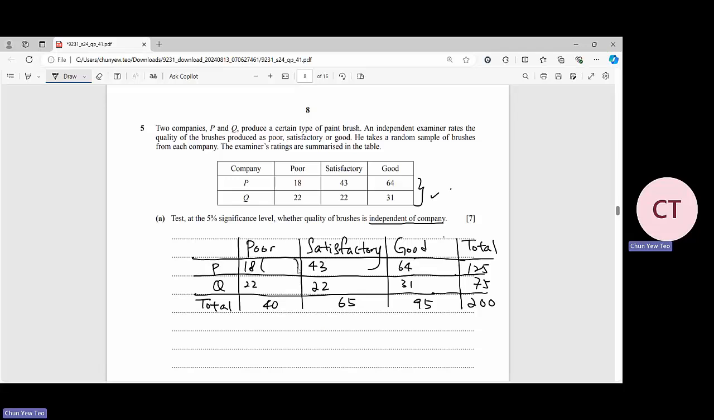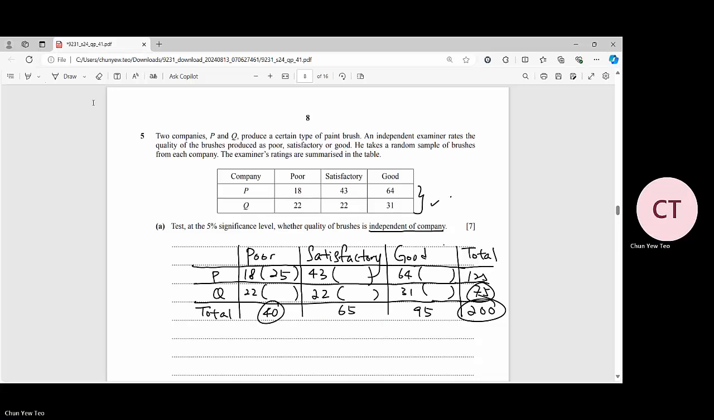So now we want to find the expected frequency. I will put the expected frequency in the bracket here. To find the expected frequency, I just need to take these two values, multiply together and divide by 200. I get 25 for the first column, first element. After that, I take this, multiply, divide by 200. Then I get this one as 15. But actually, just take these two added together, must also equal 40. So actually there's no need for me to be so troublesome. However, just for you to be aware.